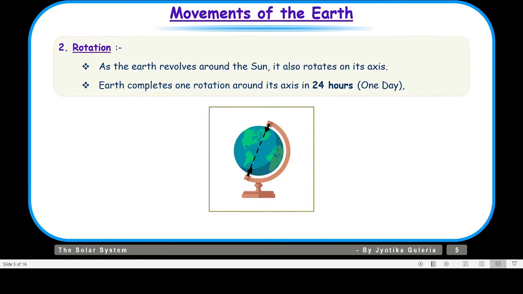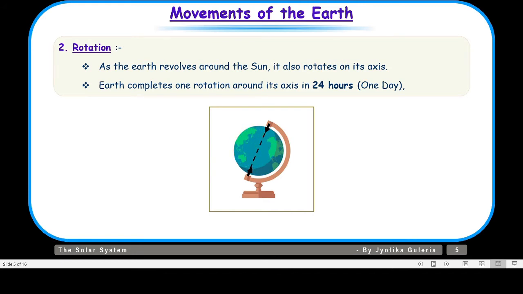And if we talk about rotation, we know that rotation is the movement of earth on its own axis. As the earth revolves around the sun, it also rotates on its axis. Earth completes one rotation around its axis in 24 hours. That is, it completes one rotation in 1 day.